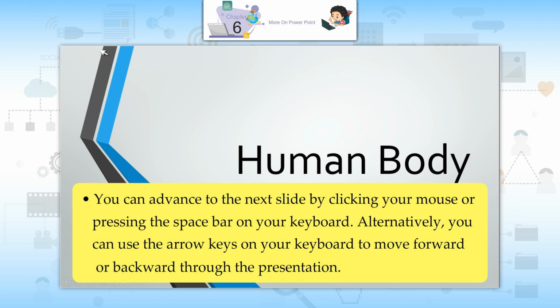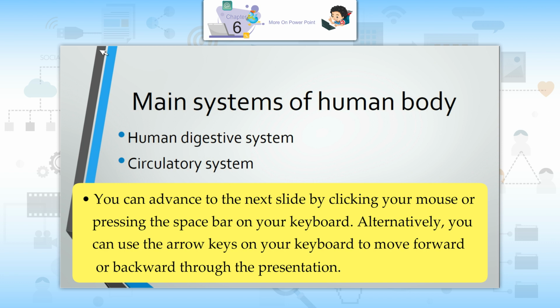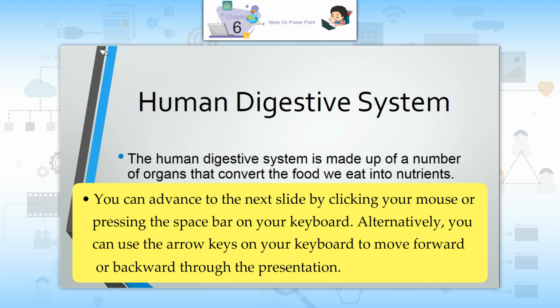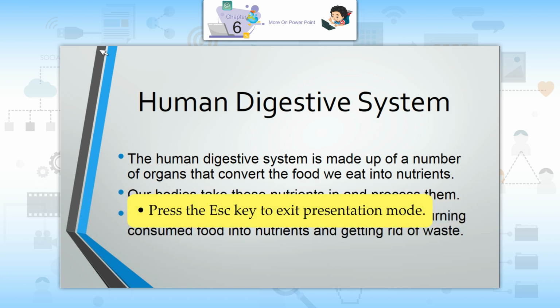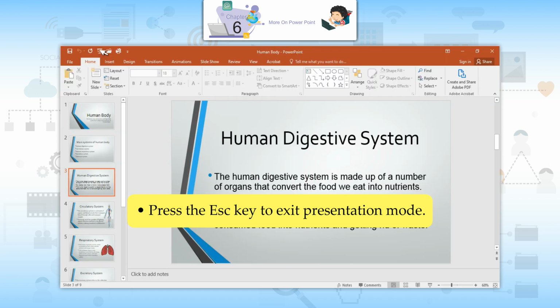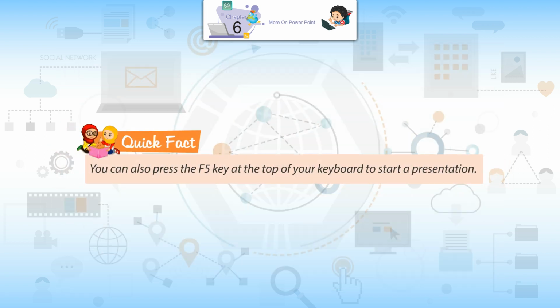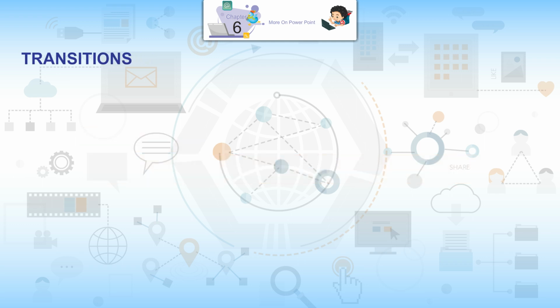You can advance to the next slide by clicking your mouse or pressing the spacebar on your keyboard. Alternatively, you can use the arrow keys on your keyboard to move forward or backward through the presentation. Press the Escape key to exit presentation mode. Quick fact: you can also press the F5 key on the top of your keyboard to start a presentation.